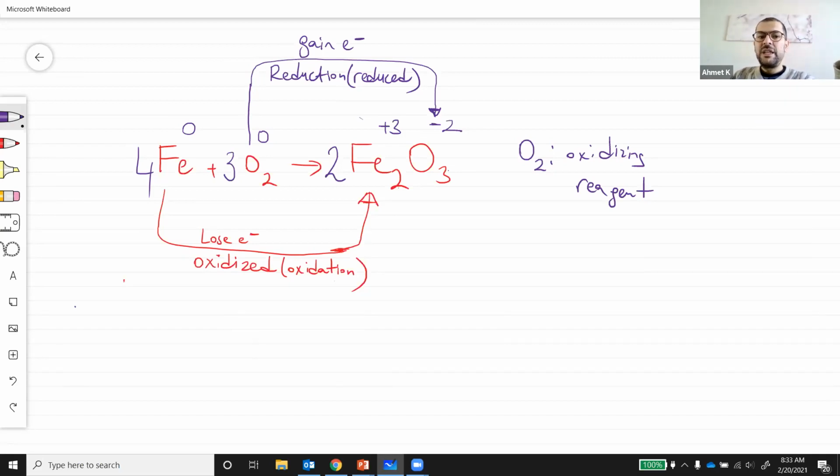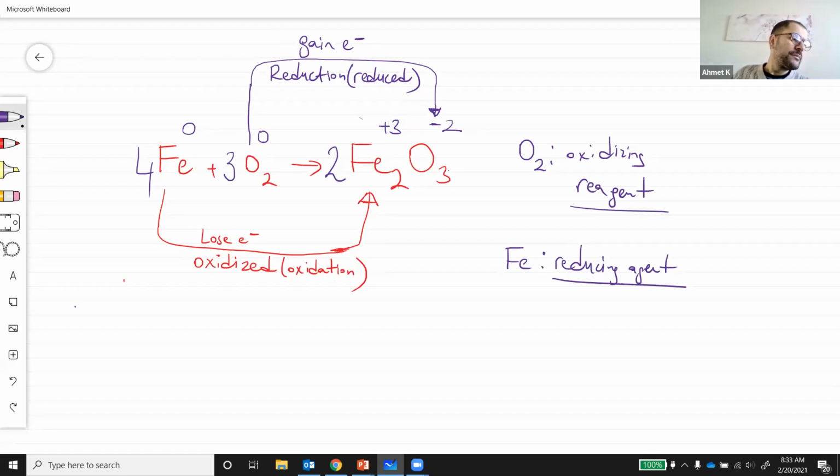By the same token, even though iron is oxidized, it caused oxygen to be reduced. So therefore we call the iron a reducing agent. We are calling the opposites. Make sense, everyone? Okay, cool. Any questions about this in general?